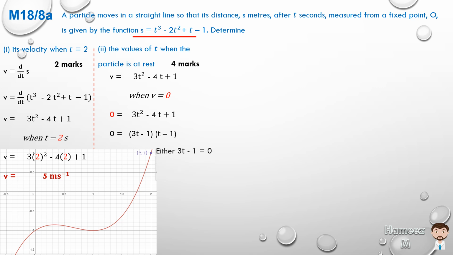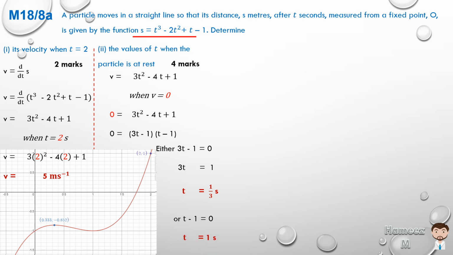Either 3t minus 1 is equal to 0, so 3t is equal to 1, as such t is equal to 1/3 seconds, or t minus 1 is equal to 0. So t is equal to 1 second. And we can bring up that point as well.